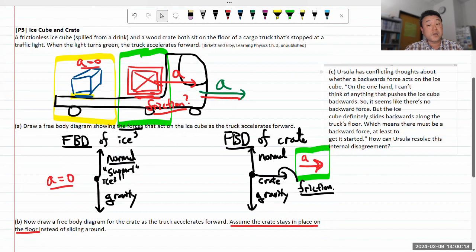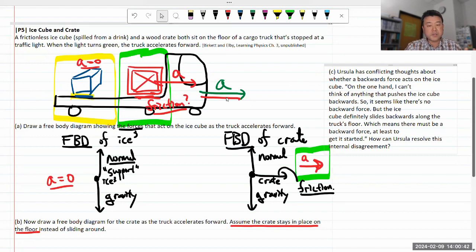Ursula has conflicting thoughts about whether a backward force acts on the ice cube, because it looks like it might be moving backward. It falls off the truck. On the one hand, I can't think of anything that pushes the ice cube backward. That's kind of what I went through here. So it seems like there's no backward force, but the ice cube definitely slides backwards along the truck's floor.